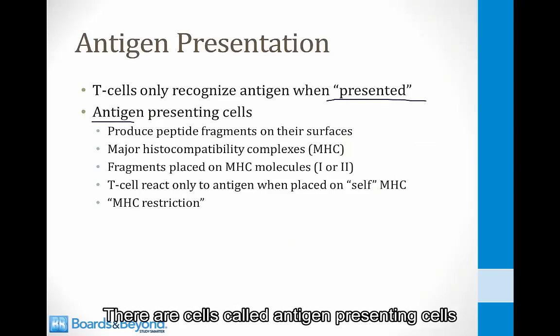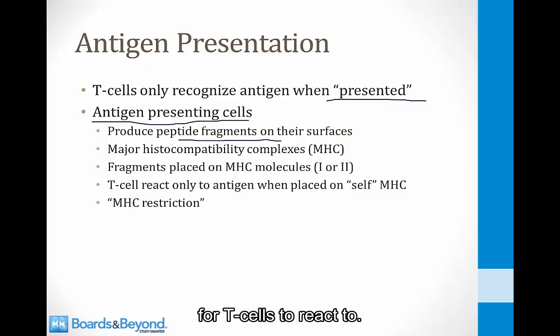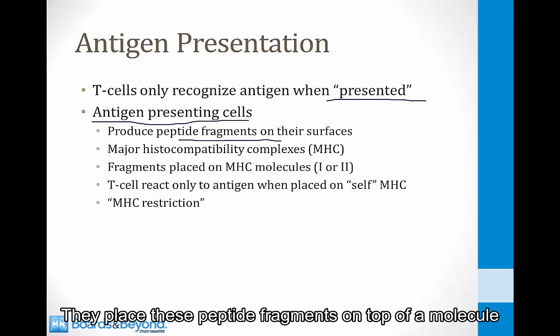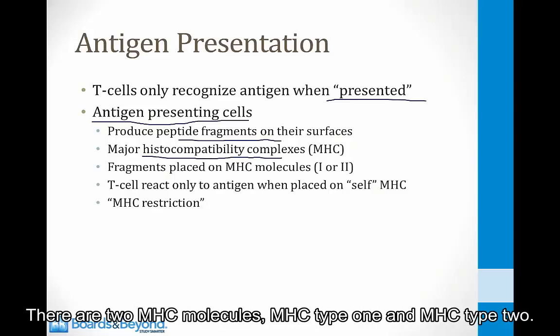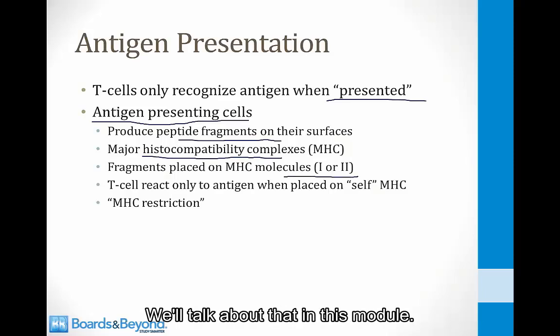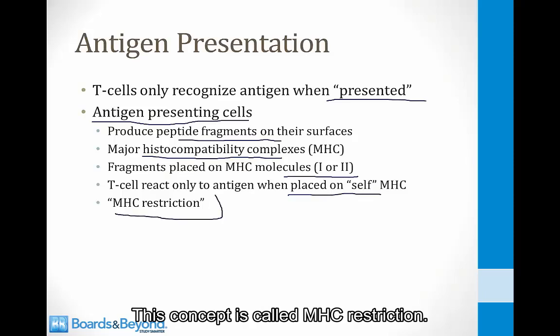There are cells called antigen presenting cells, and they produce peptide fragments on their surface for T cells to react to. They place these peptide fragments on top of a molecule called the major histocompatibility complex. There are two MHC molecules, MHC type 1 and MHC type 2. We'll talk about that in this module. And T cells will only react to antigen when it's placed on self-MHC. This concept is called MHC restriction.